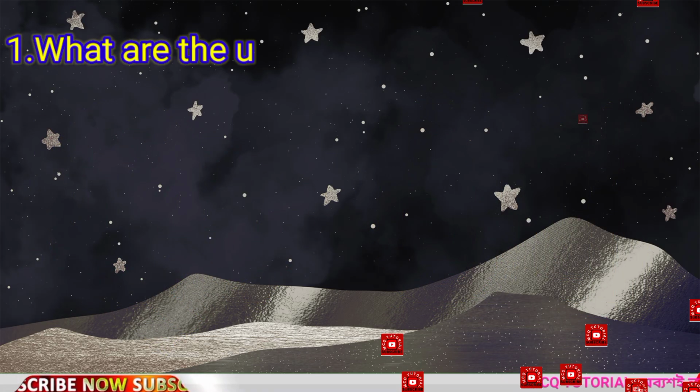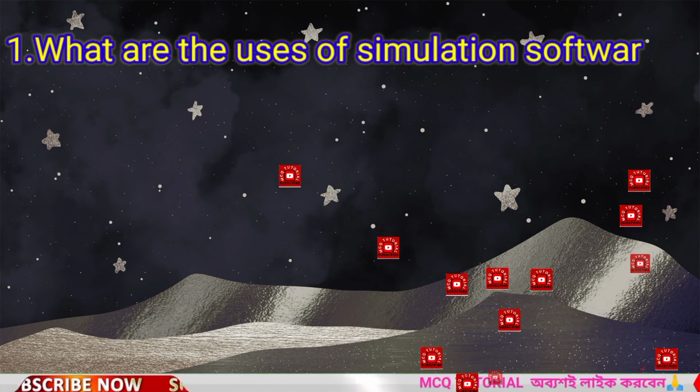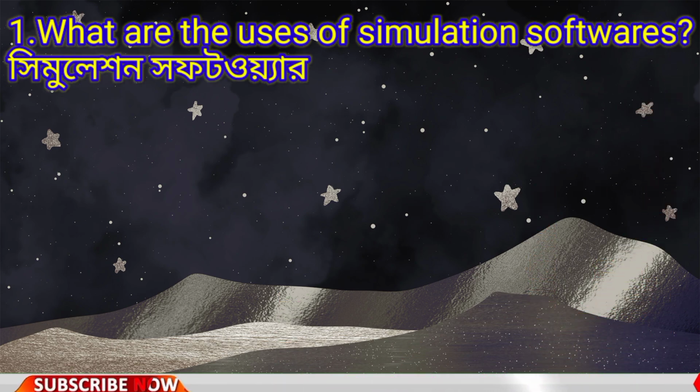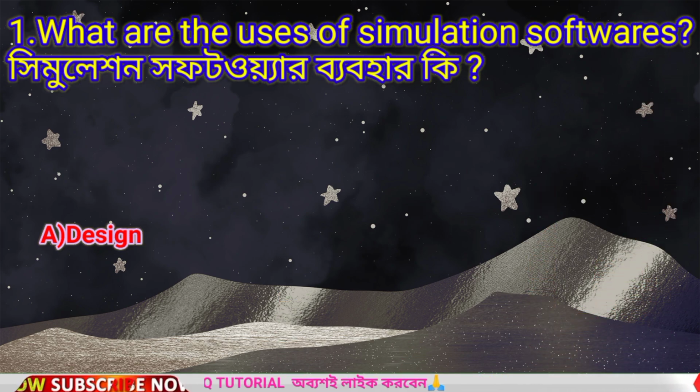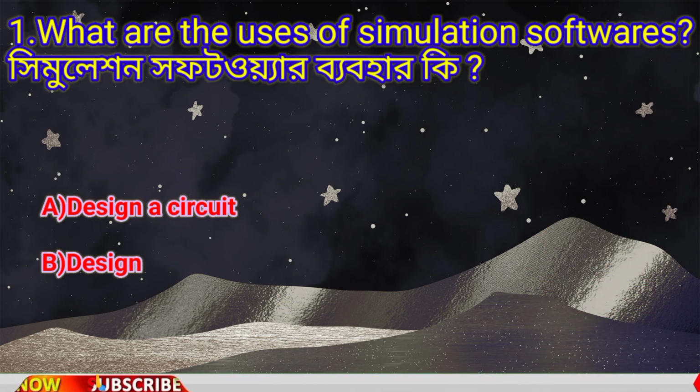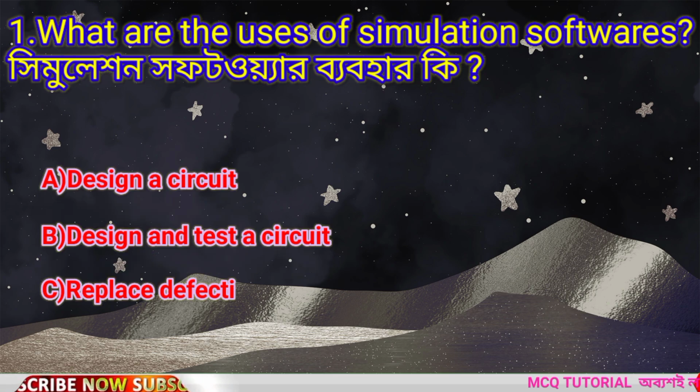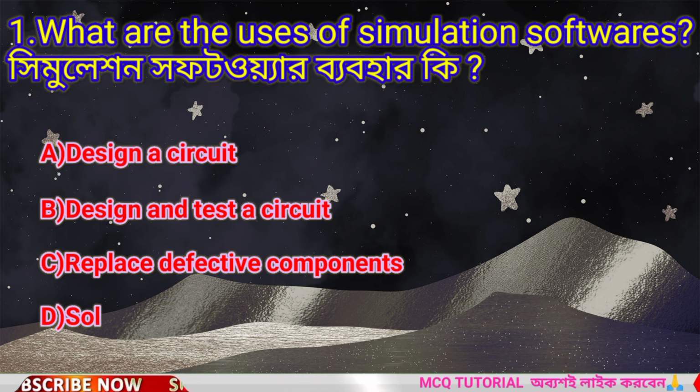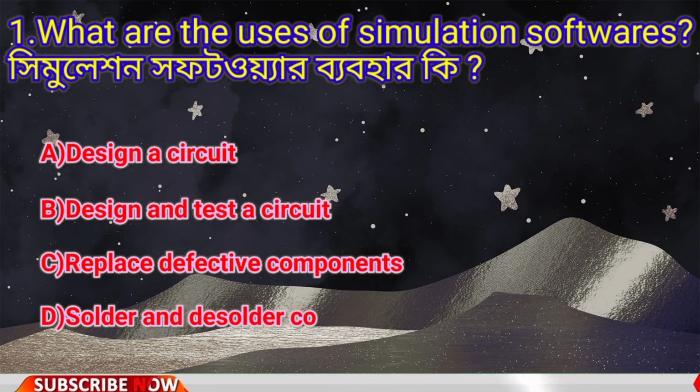What are the uses of simulation software? Option A. Design a circuit. Option B. Design and test a circuit. Option C. Replace defective component. Option D. Solder and desolder component.